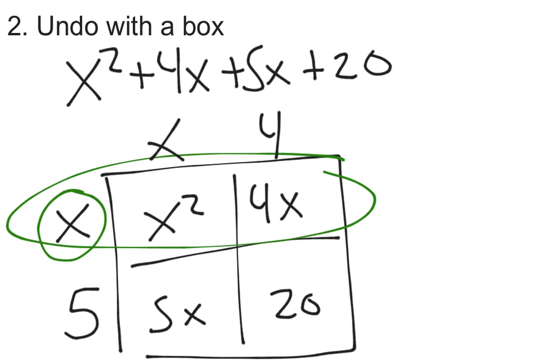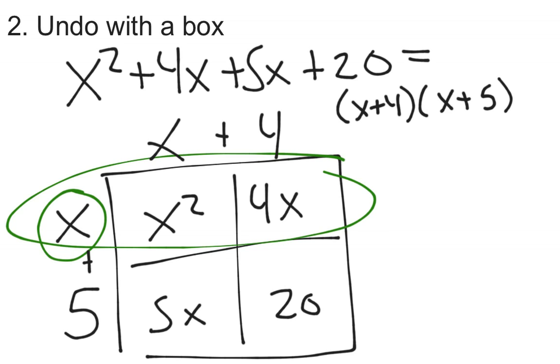If you have another way to think about it, that's fine. This is just how I think about it. Well, now I have x plus 4 on top and x plus 5 on the bottom. That means this polynomial is equal to x plus 4 times x plus 5, which is my final answer.